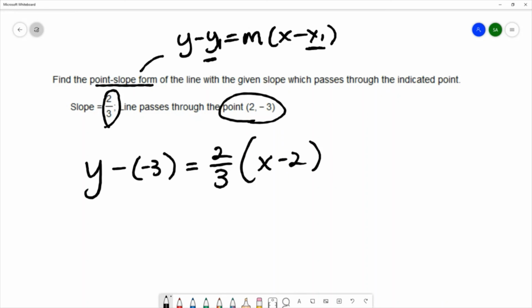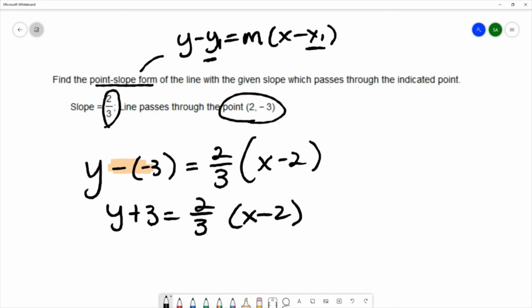And I'll simplify just a little bit by simplifying these two negatives. That becomes y plus 3 equals 2/3 times x minus 2. And I'll stop here since this question is asking for the point slope form, and this represents the point slope form of the line with the slope of 2/3 passing through the point 2, negative 3.